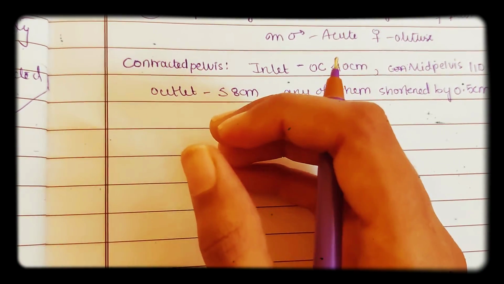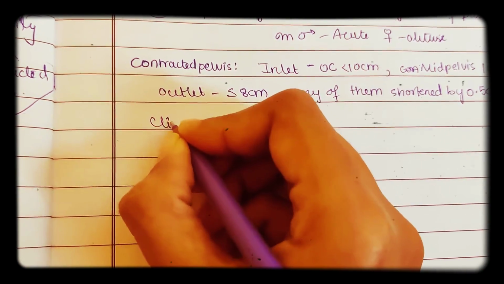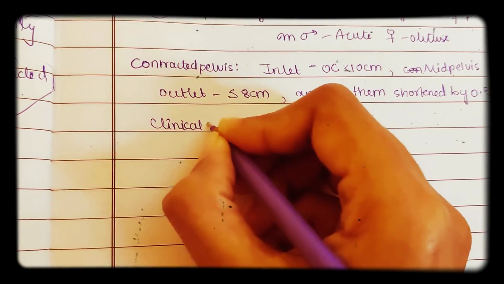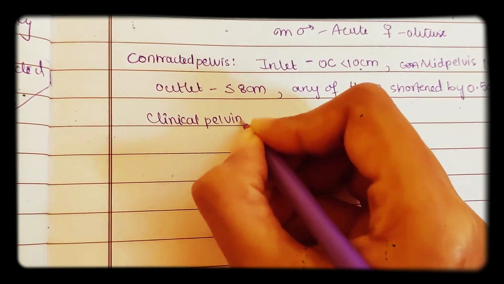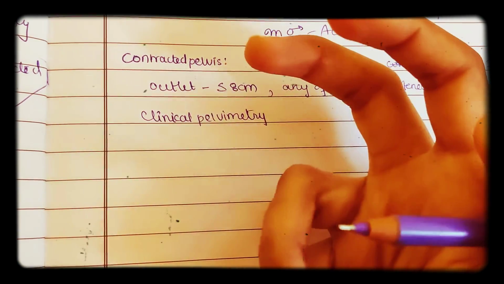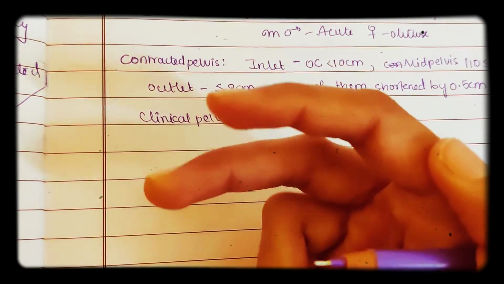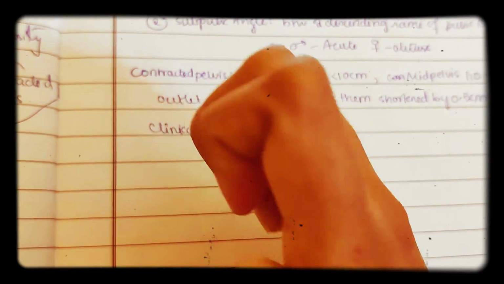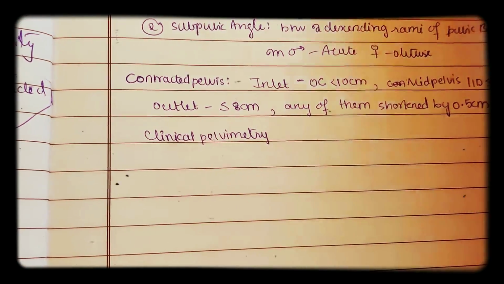So it can be diagnosed by clinical pelvimetry. So what is clinical pelvimetry? As we discussed, we will put the fingers in the case of ischial spine, we will put the 4 knuckles in the case of ischial tuberosity. This is all the clinical pelvimetry.